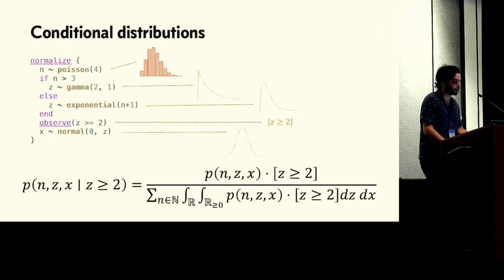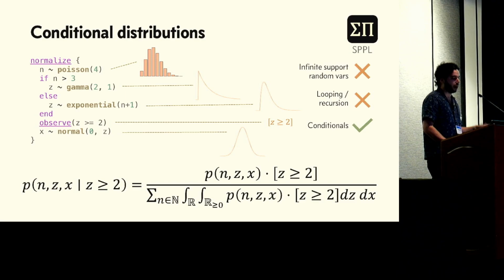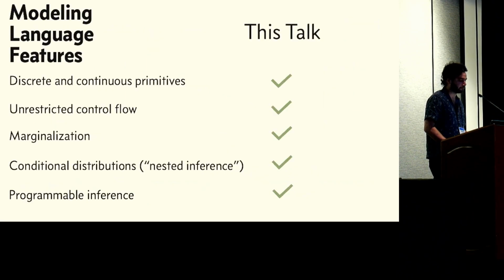Another powerful feature for building probability distributions is conditioning a distribution on an observation, like the predicate that z is greater than or equal to 2. But computing conditional probabilities similarly requires sums and integrals, which are again only tractable if other language features are restricted. So how can we possibly support all of these language features at once, if the densities of users' programs are going to involve these intractable sums and integrals over all possible assignments to the program's variables?